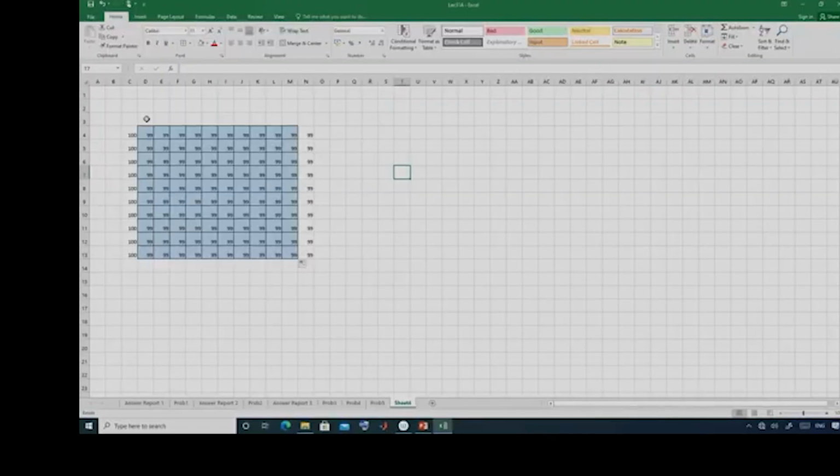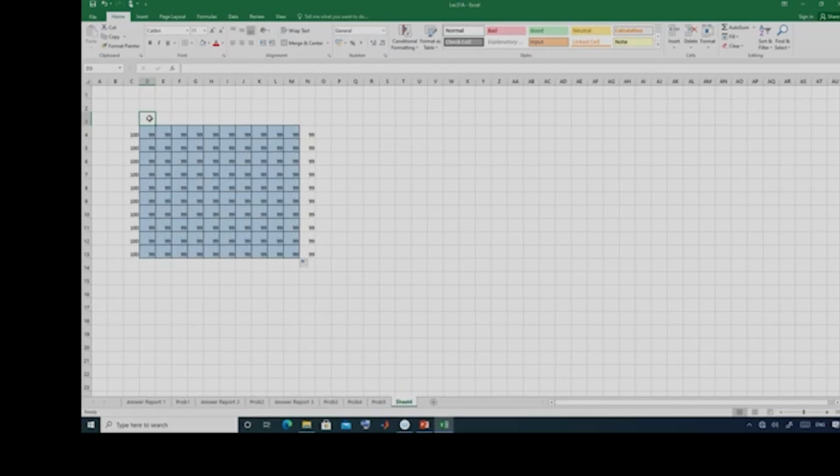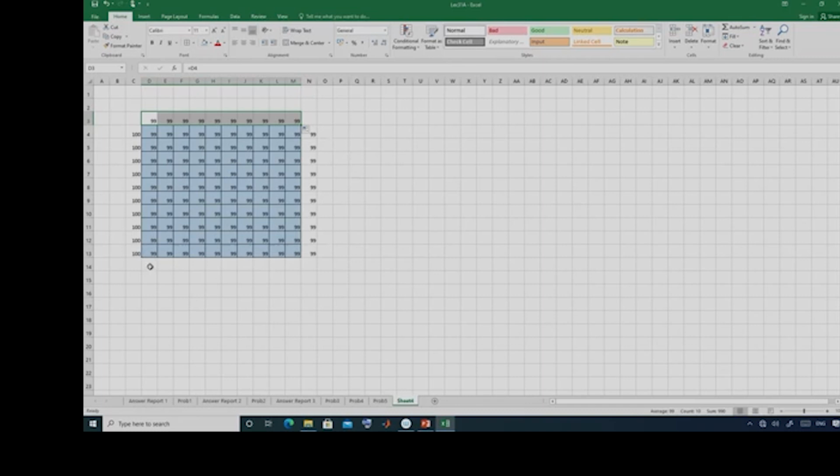So, I have considered the initial solution as 99, and I also need to define the boundary condition here. So, here the boundary condition is that no flow boundary, and that means the gradient value is 0. Therefore, this cell value will be equal to this cell. Similarly here also this will be equal.